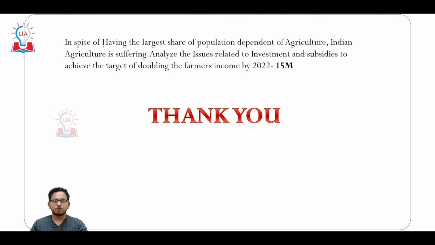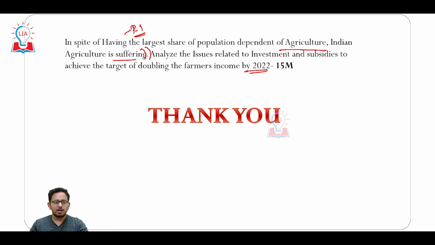As usual, we will see a question at the end. The question is like, in spite of having the largest share of population dependent on agriculture, Indian agriculture is suffering. This is the part 1 of the question. Part 2 goes, analyze the issues related to investment and subsidies to achieve the target of doubling the farmer's income by 2022. As I always tell you, first divide the question into two parts.